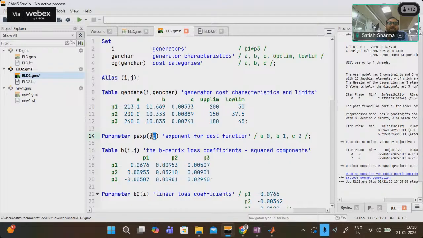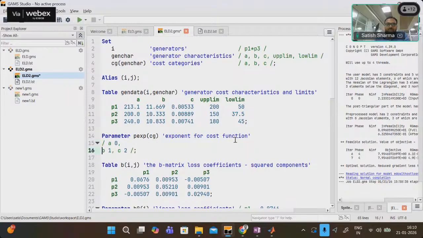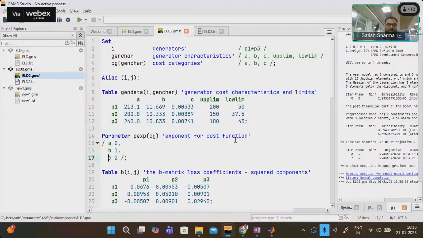For those cost categories, we have defined a parameter, and you can also define it like this. As we discussed earlier, we can define it like this as well. So let me save it. So here A is 0, B is 1, C is 2. So C is the second power, second order. So these are the powers basically: A P power 0, B P power 1, and C P power 2.